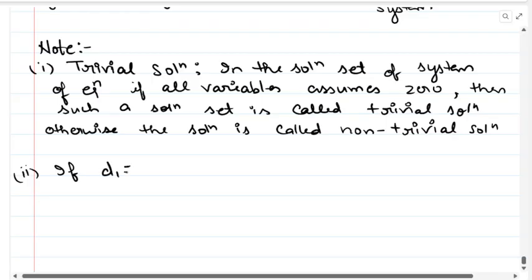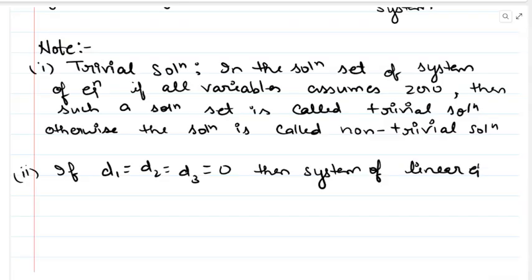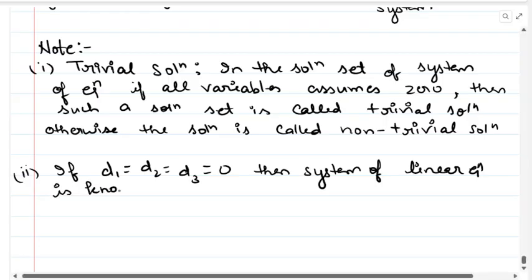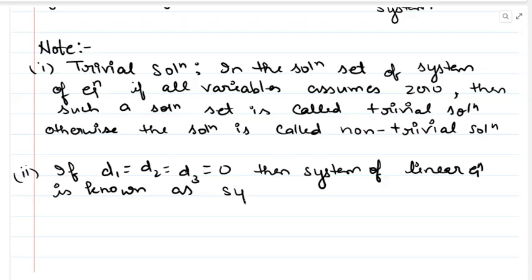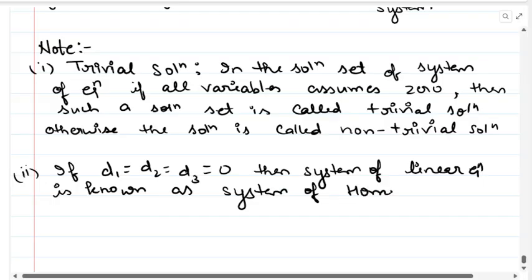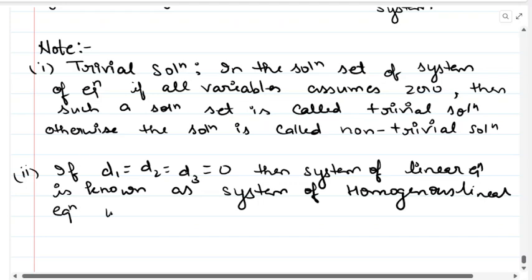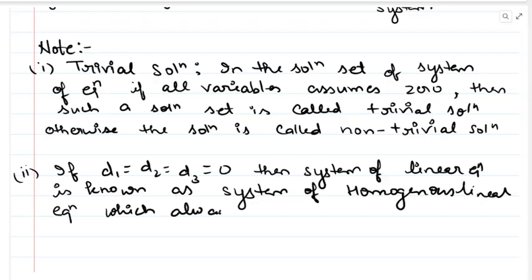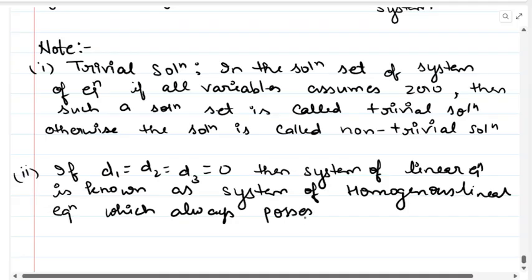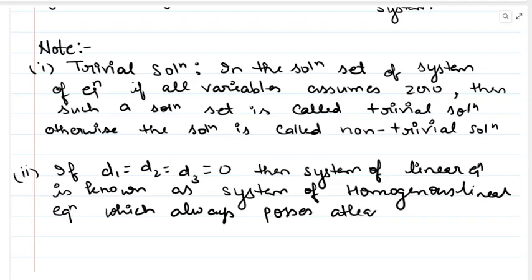Second, if d1 is equal to d2 is equal to d3 equal to 0, then the system of linear equation is known as system of homogeneous linear equation, which always possesses at least one solution, which is 0, 0, 0.